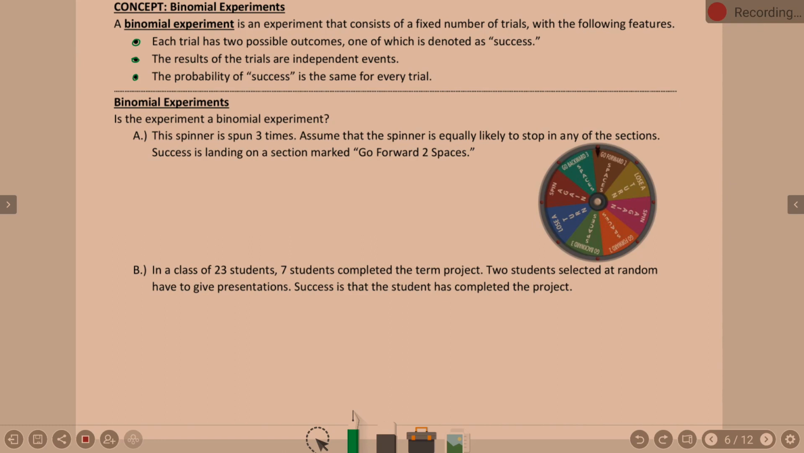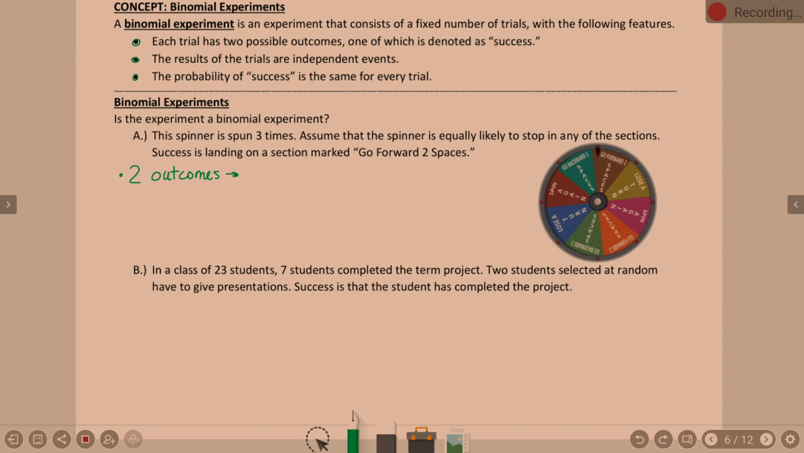This spinner is spun 3 times. Assume that the spinner is equally likely to stop in any of the sections, so it's a fair spinner basically. Success is landing on a section marked go forward 2 spaces. That's what success is. First thing, if it's a binomial experiment, there are 2 outcomes: the success, and then the rest. Are there 2 outcomes here? What is success? Go forward 2 spaces, that's success. If that is success, that means everything else is failure, or the other thing.